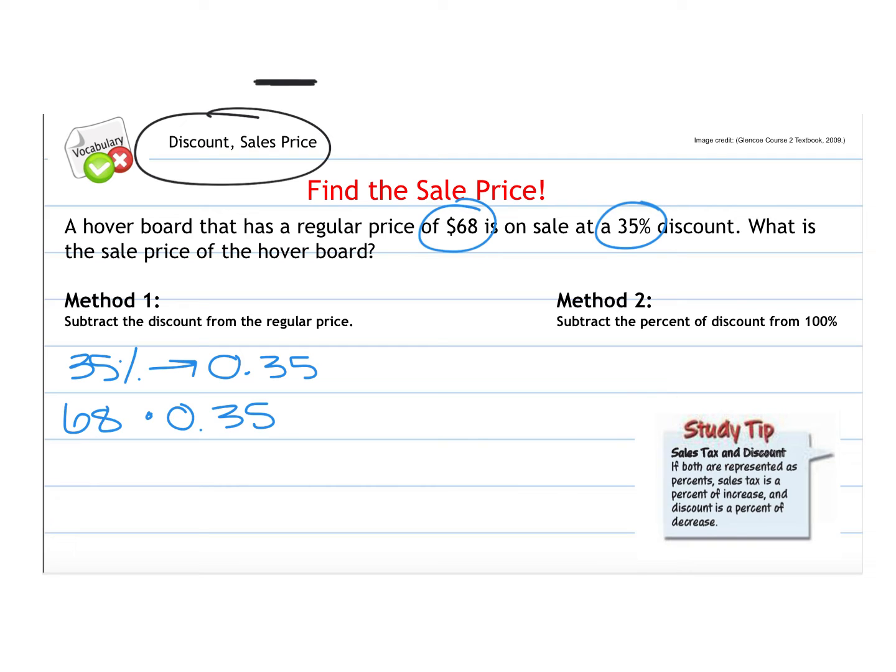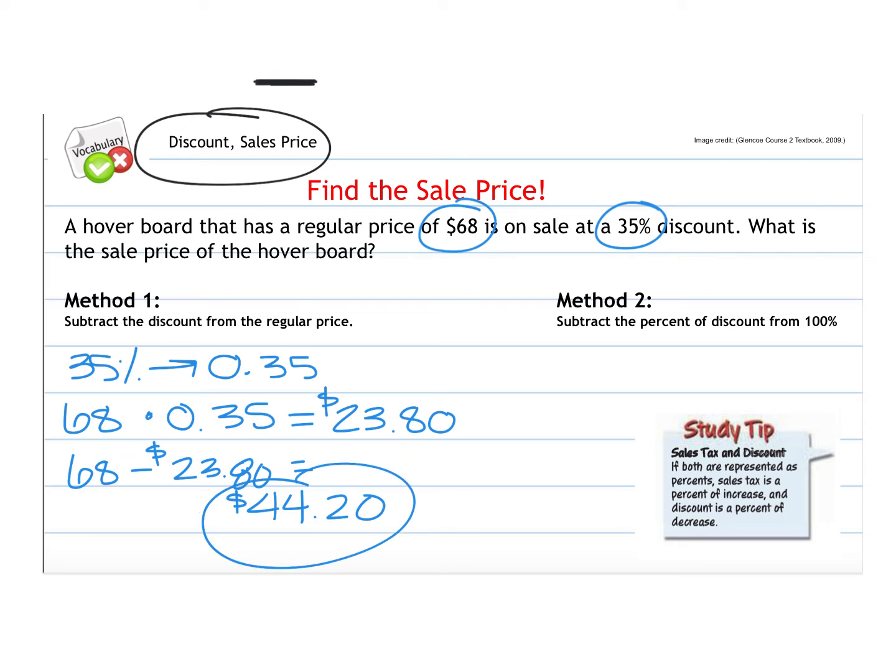So 68 times 0.35 gets me 23.8. So I make that into money. $23.80 is my discount. So that's what's being taken off. Then I go back to my original amount and I do 68 minus $23.80. So 68 minus 23.80 on my calculator shows 44.2. So I add a 0 and my dollar sign. So I would pay $44.20.